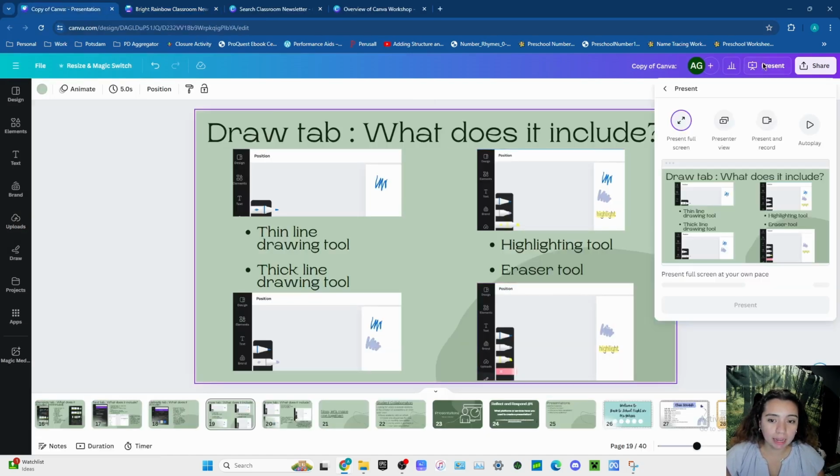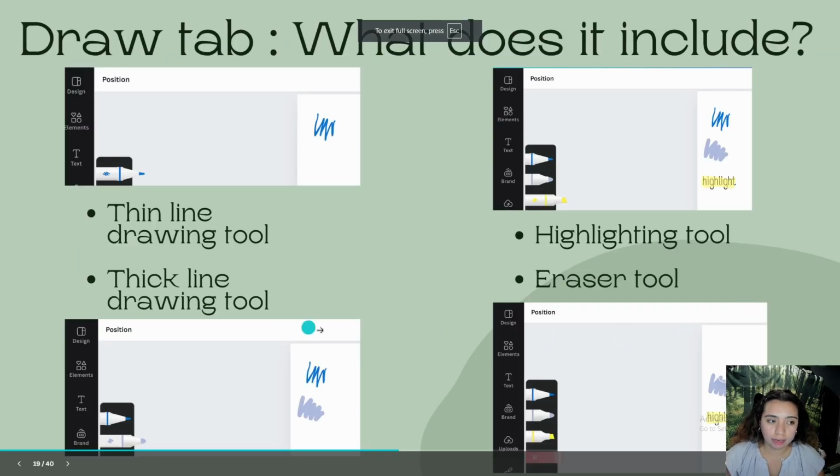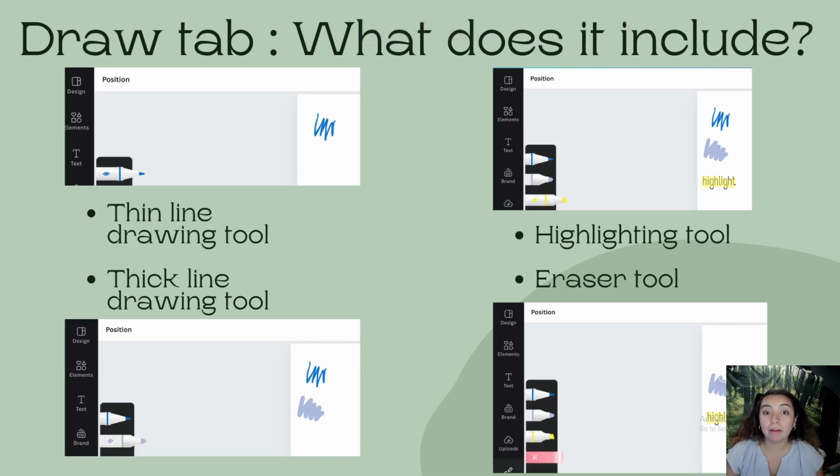Now the next tab is the Draw tab. So the Draw tab I don't really use for my newsletters, but I know some people do. So it's still an option you can utilize. So we have a thin line drawing tool as well as a thick line drawing tool. The highlighting tool, which you can highlight text and drawings you have made, as well as an eraser tool, because we all need that when we make mistakes.